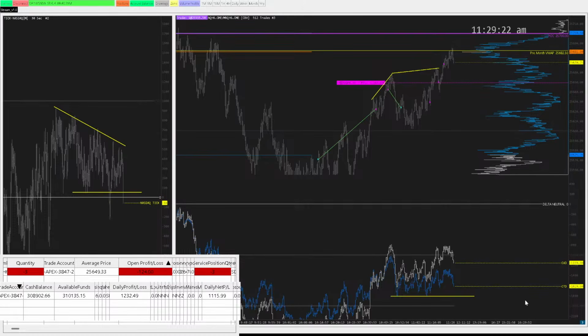Most of you guys trade the ES, or do you guys trade the NQ? Oh, okay, cool. There's definitely some order flow correlations between the two of them.